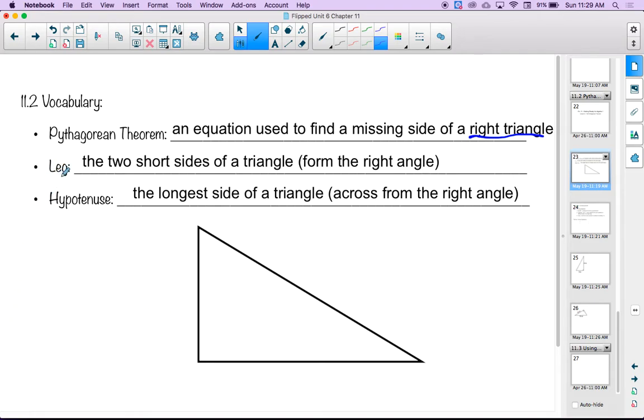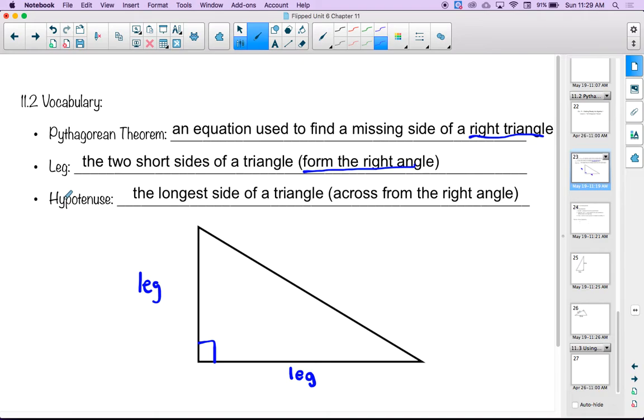The first one is leg. Remember, every triangle has two legs. These are the two short sides of a triangle. In this lesson, they're going to form that right angle. So if you ever have a tough time figuring out which two sides are the shorter sides, look for the right angle, and the two sides that build it are the two legs. Okay, so I'm going to label this here. You should label it in the triangle in your notes as well.